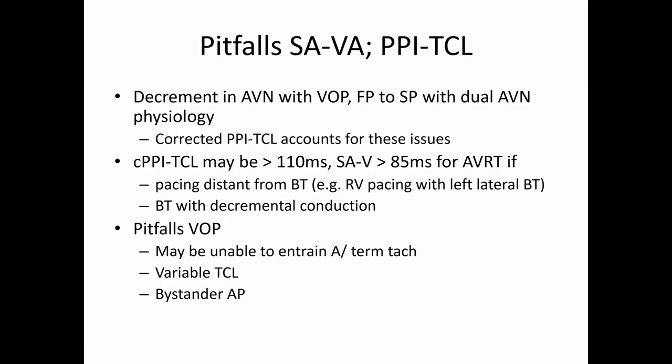But there are a lot of pitfalls. You can sometimes get decrement in the AV node, because when you entrain, you're necessarily stressing the AV node more, which can put in delay in the AV node, which can then change all these times. So there's a way of assessing a corrected post-pacing interval minus tachycardia cycle length, and I'll show you that in the next slide or two. The other issue is you may never be able to entrain the tachycardia, and that's one of the biggest problems, especially with atypical AVNRT differentiation. Sometimes you can just never get into the circuit. You can never entrain it, and it can make things quite confusing.